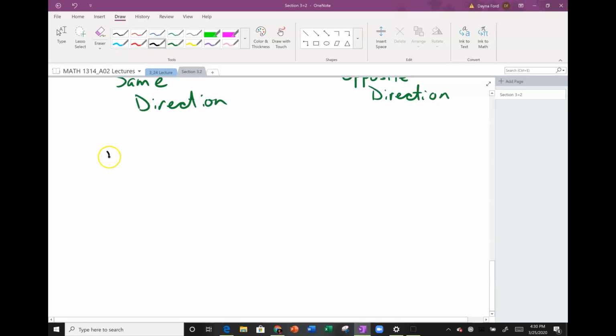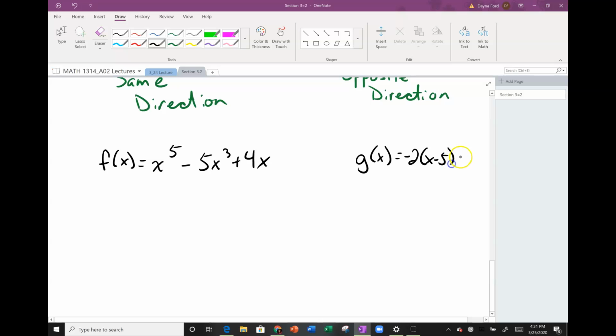So let's look at if I have f of x is equal to x to the fifth minus 5x to the third plus 4x. And then I also want to look at g of x is equal to negative 2 times x minus 5 times (x plus 1) to the third.